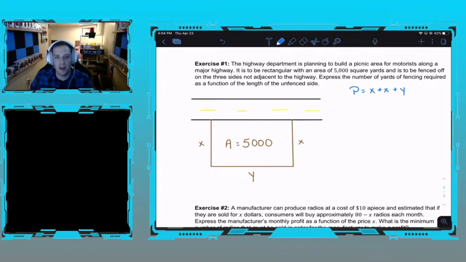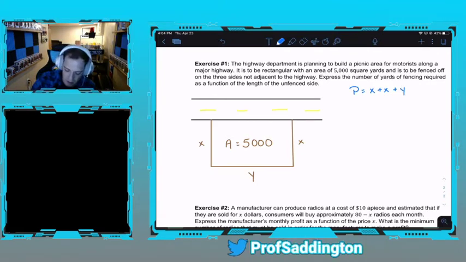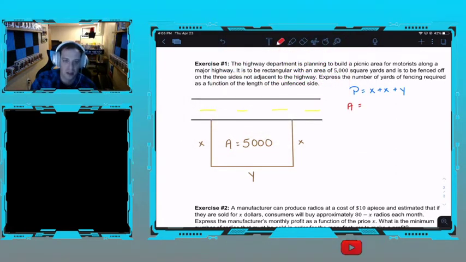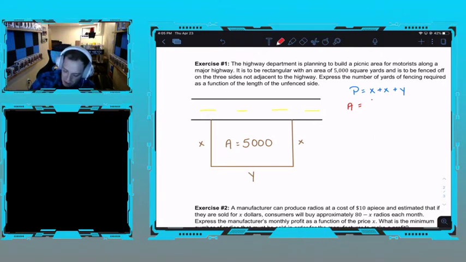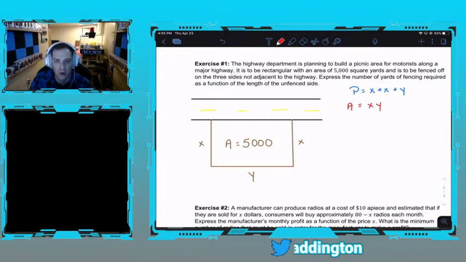As far as the area goes, the area was already given to us. But I'm also going to write down in terms of X and Y what the area is going to be. And since it's a rectangle, the area of a rectangle is always base times height. So in this case, it's just going to be X times Y. So those right there are the two formulas.